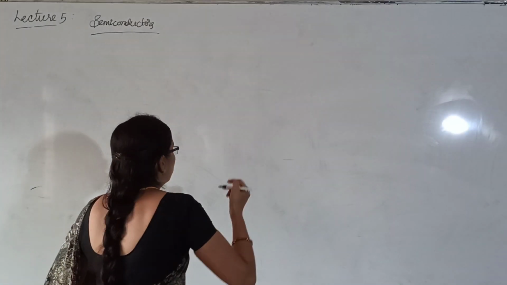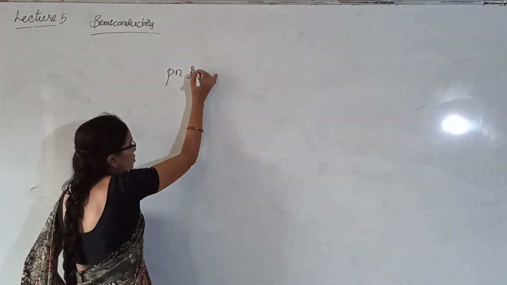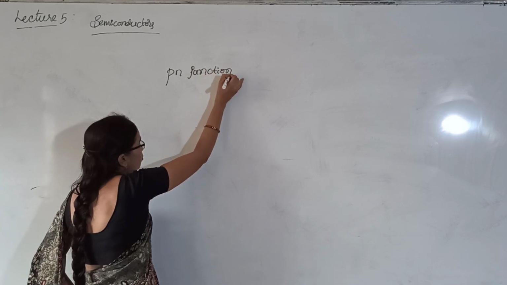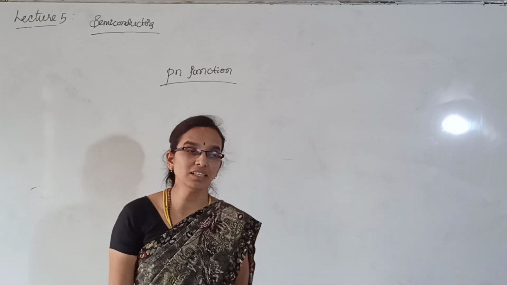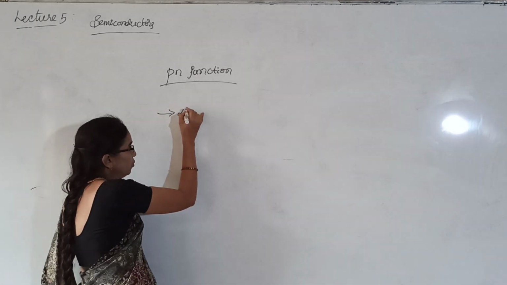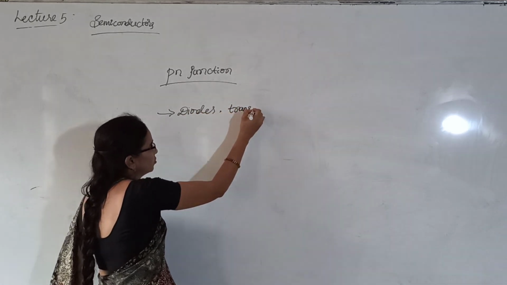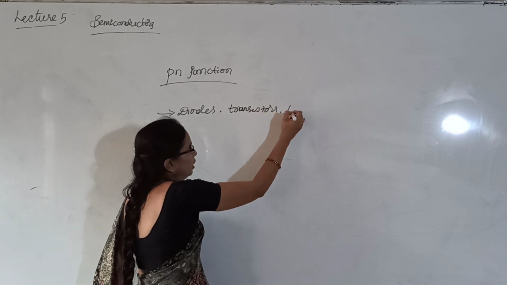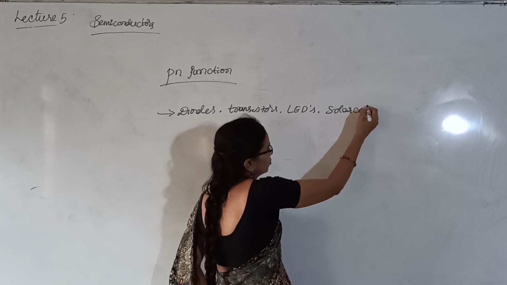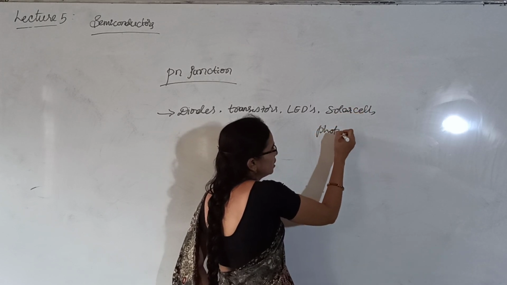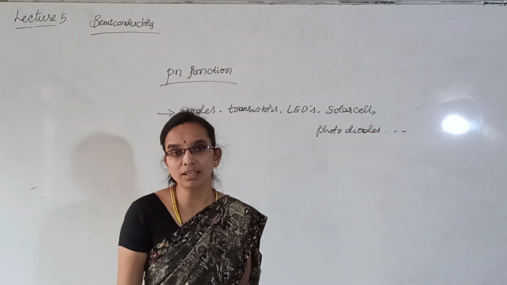Junction. You might have heard of the PN junction, which is very important, which is the basic building block of so many semiconductor devices such as diodes, transistors, LEDs, solar cells, photodiodes, etc. There are so many different types of diodes that you are going to study in further classes.